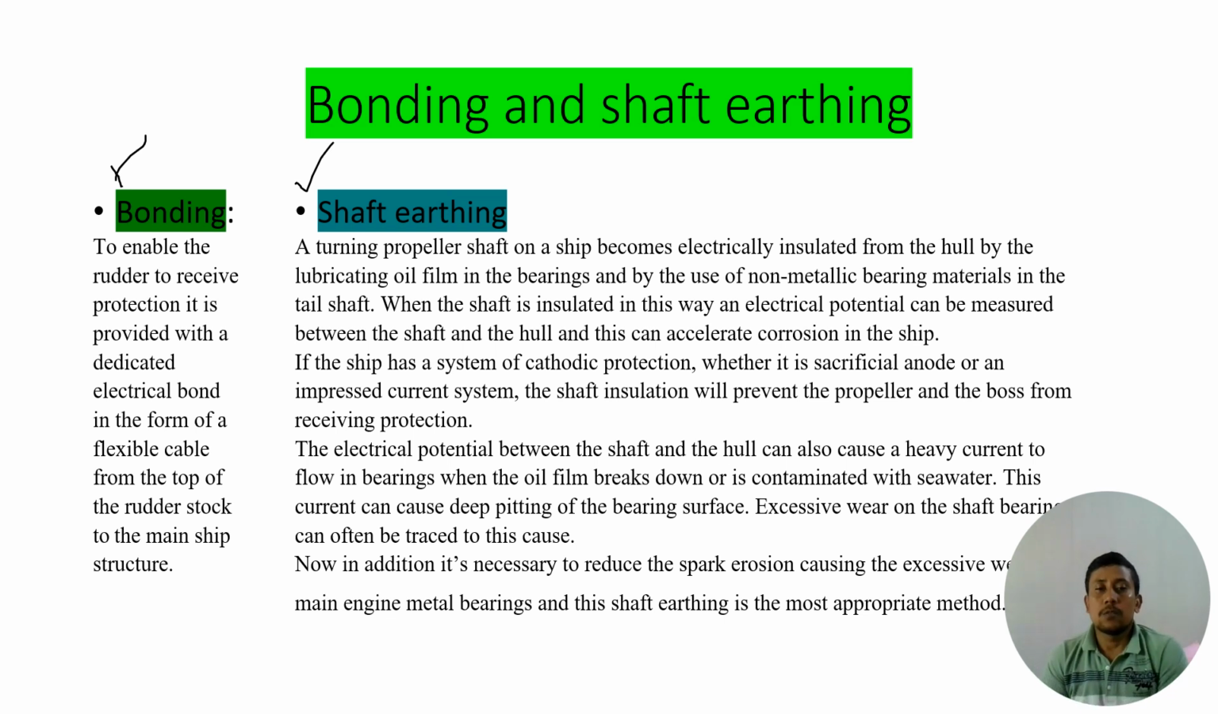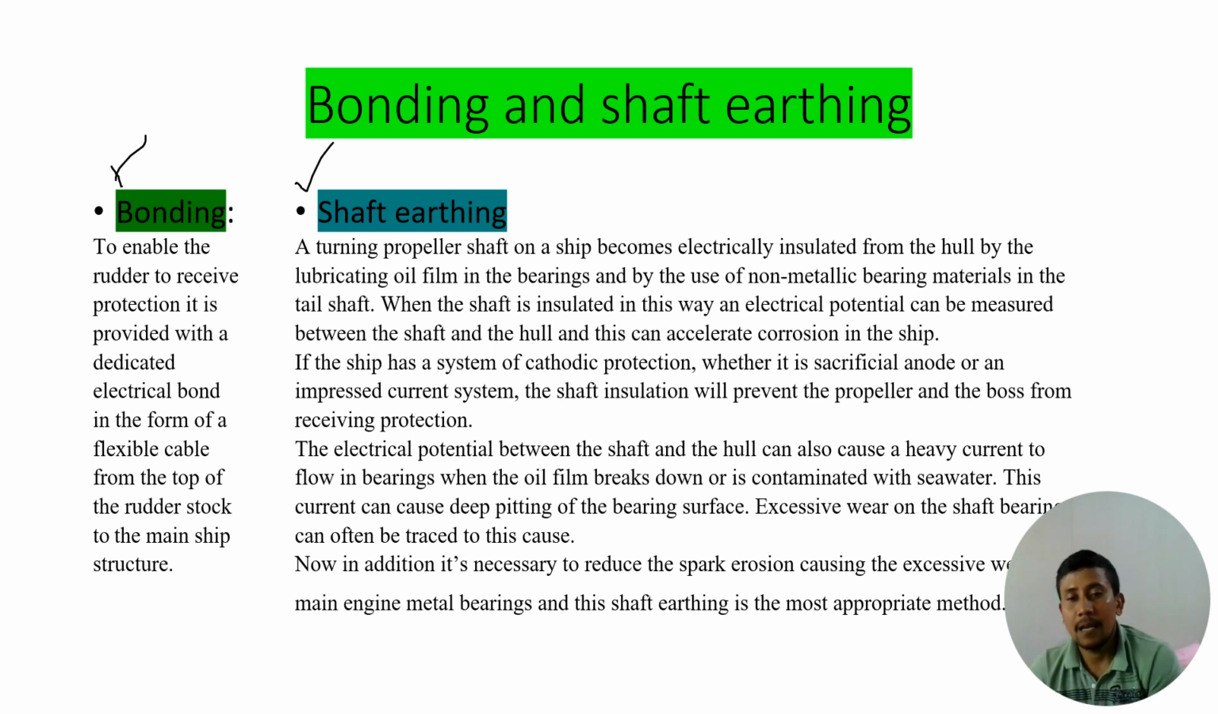Okay. Another reason for this shaft earthing is that if this potential difference between the shaft and hull increases, it can cause a heavy current flow in the bearings when the oil film breaks down or is contaminated with seawater. And this current can cause deep pitting of the bearing surfaces, the stern tube bearing surfaces. Excessive wear of the shaft bearing can often be traced to this cause. That means if a stern tube bearing has excessive wear down, this can lead to improper shaft earthing.